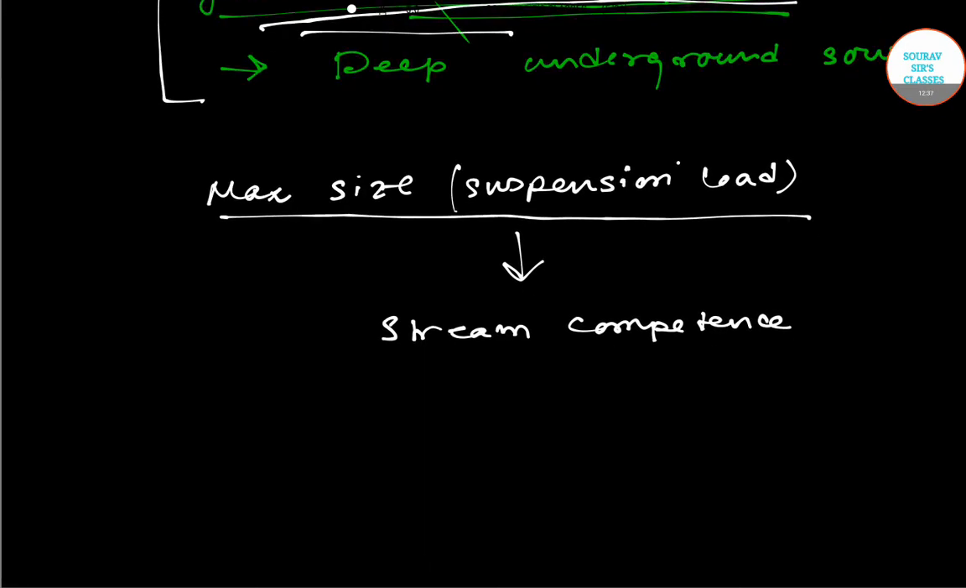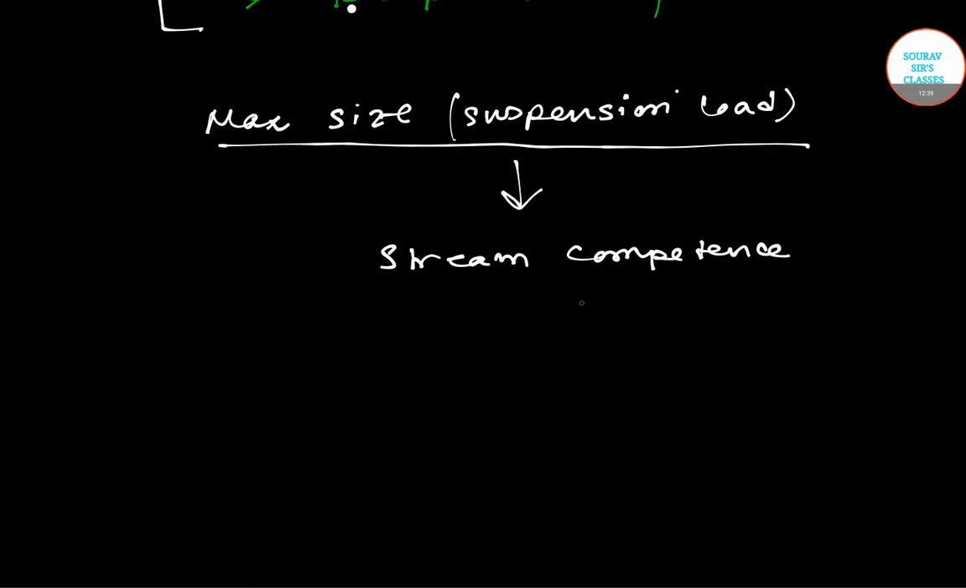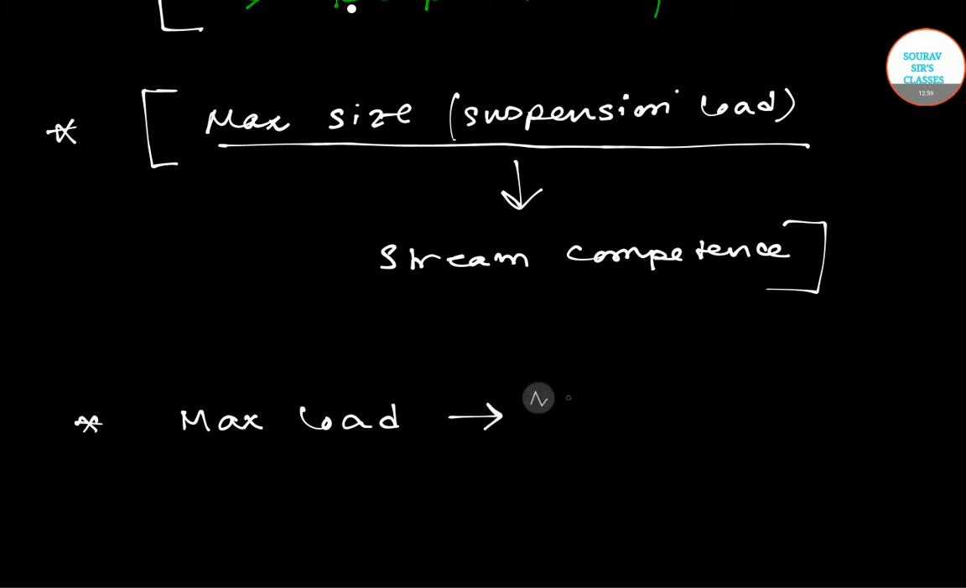Now the maximum load carried by the stream is called the maximum load, that was the maximum size. Okay, this was about the maximum size. Now again I am talking about the maximum load. So the maximum load of the particle that is carried by the stream is called stream capacity.